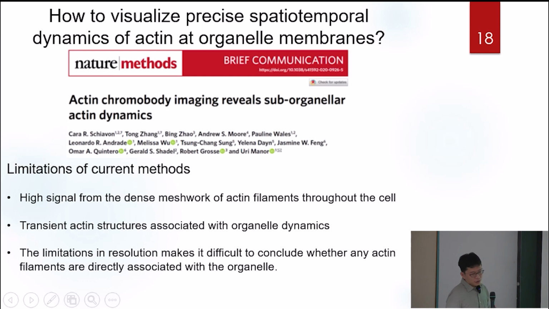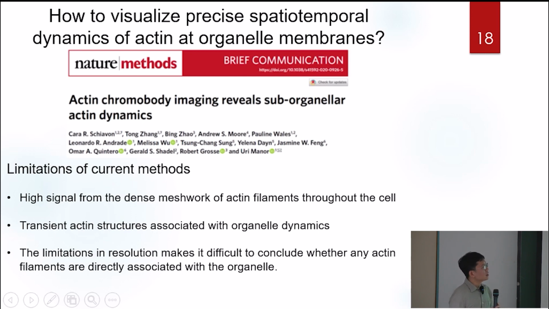The limitation of current methods is that, although you have a good way to visualize actin filament, in a cell the meshwork of the actin means the signal to background ratio is very high. So when you see the image, it's kind of blurred. And the interaction between actin and the organelle is transient. It's very dynamic, so probably you cannot see that. And the resolution probably is not that good. So they try to develop a method to see it.